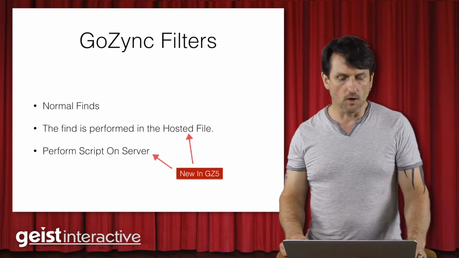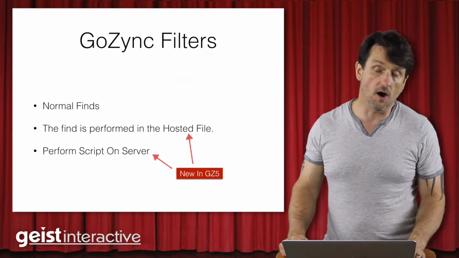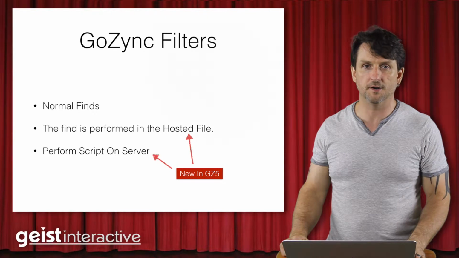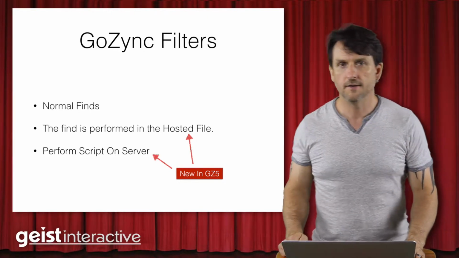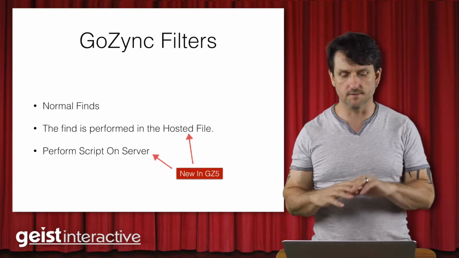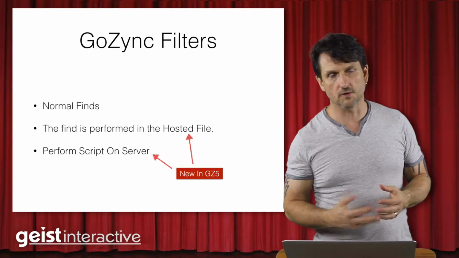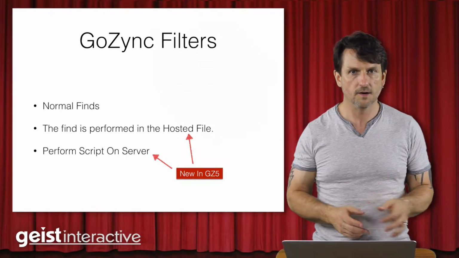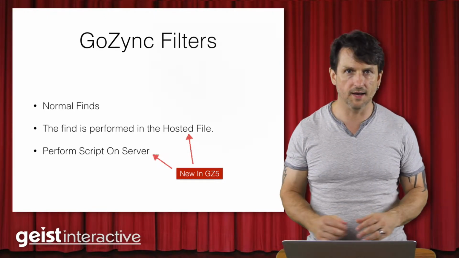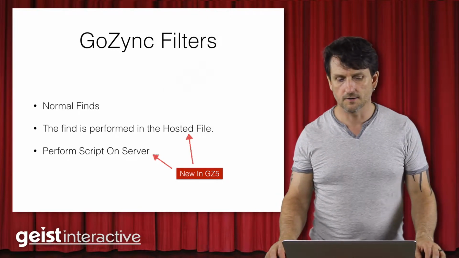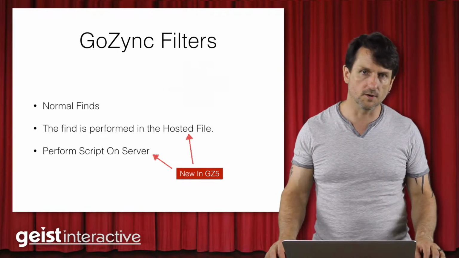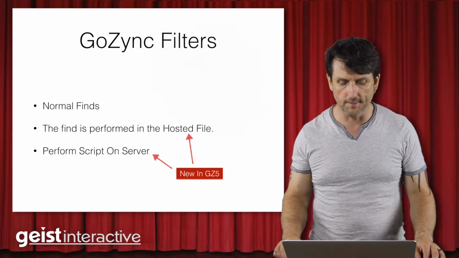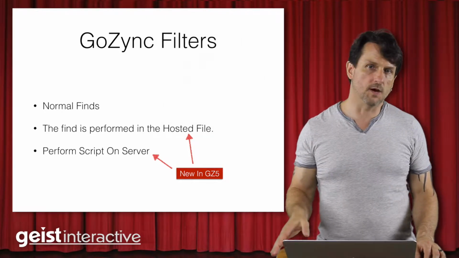All right, so diving in, GoZync filters are just simple, normal FileMaker finds. There's no SQL, there's no external foreign languages, there's nothing you have to learn beyond the skills you already have as a FileMaker developer. If you can do a FileMaker find, then you can create a filter to bring down just those records that you want. That's the way it's always been with GoZync.